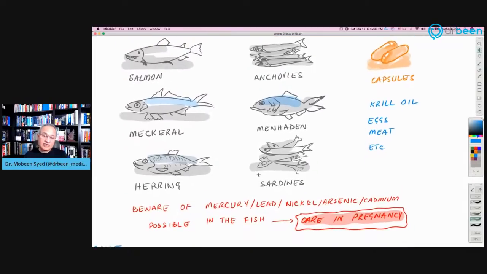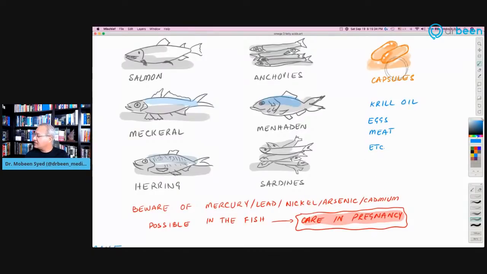It is possible that some fish may have these kinds of products like mercury or lead or nickel or arsenic or cadmium. So if you are pregnant, then please be careful about the kind of fish. Where is it coming from? Some cold water fish or freshwater fish have these metals, and that can be toxic to the developing baby.